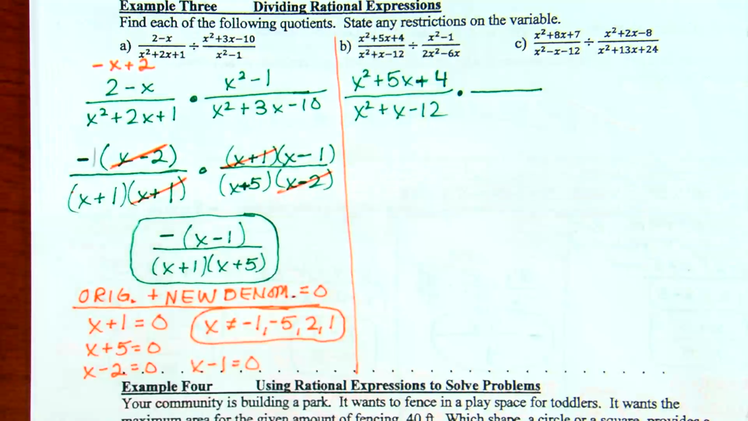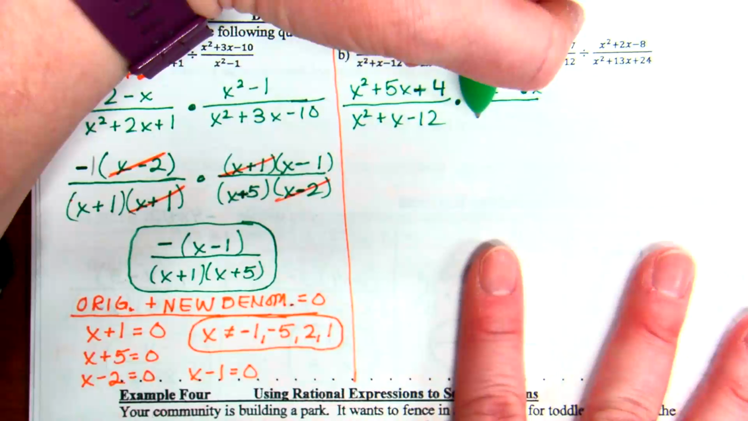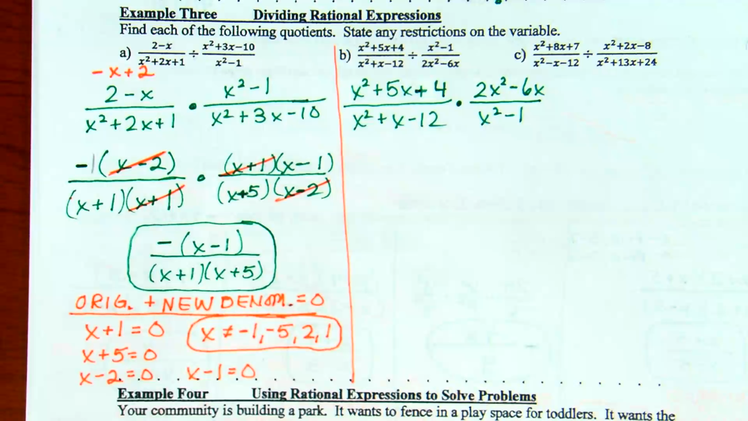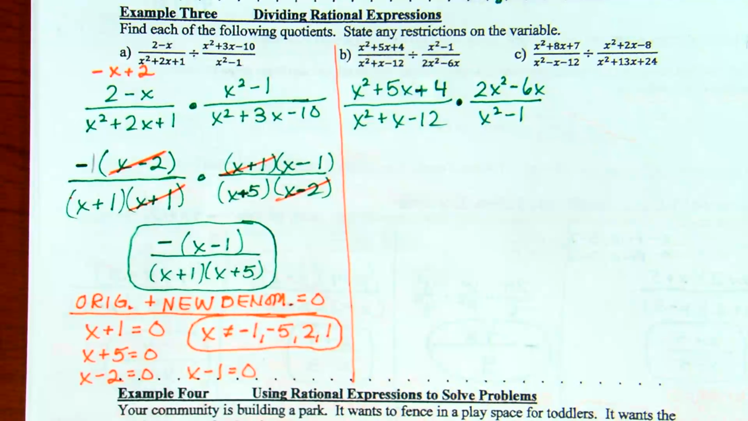Okay, so there's my first fraction. Then times, and then flip it, so 2x squared minus 6x over x squared minus 1. However you handle your keep, change, flip, you've got to remember to flip. Whether you do it now, whether you wait and do it as you factor.